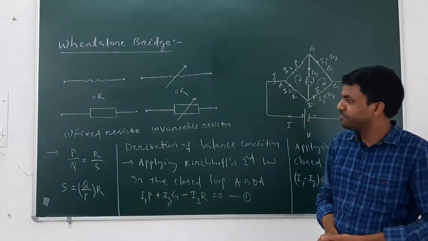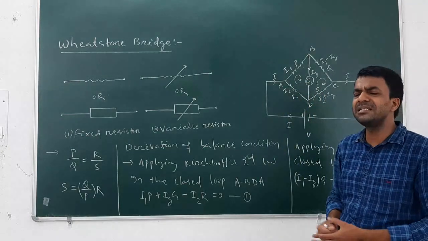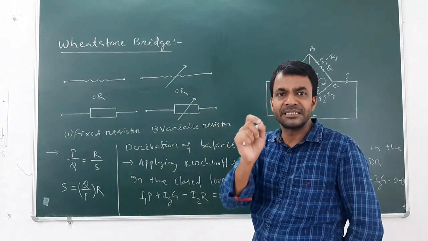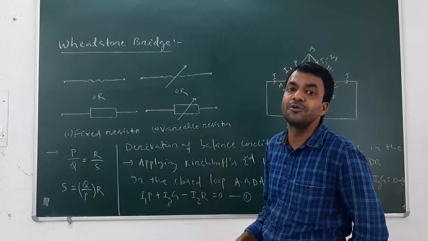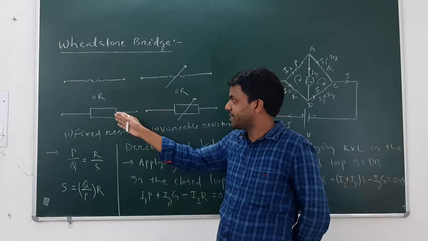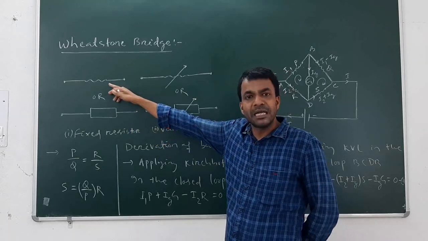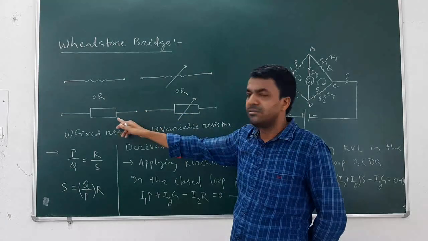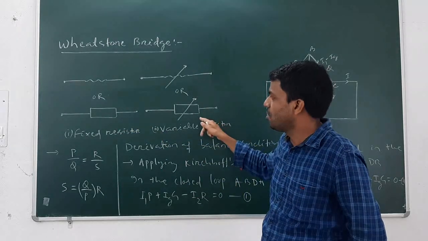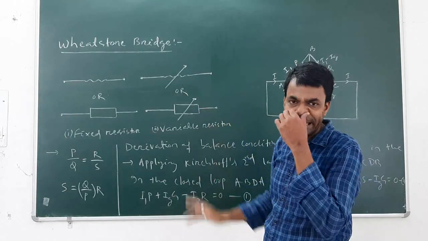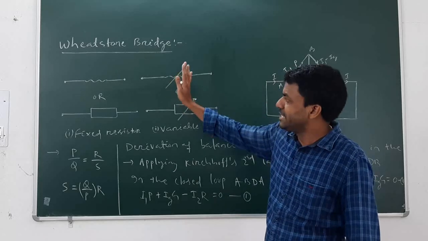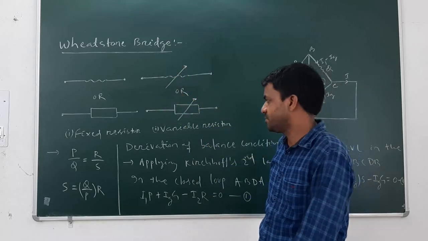One is your fixed resistor. Another is your variable resistor. Fixed resistor means the resistance remains the same, constant, and in a variable resistor, the rheostat, the resistance changes. The fixed resistors are denoted by this symbol, either this symbol or this symbol. And the variable resistor can be denoted by this symbol or this symbol also, by giving a cross sign on the fixed resistor symbol. This is the denotation of the different types of resistors.